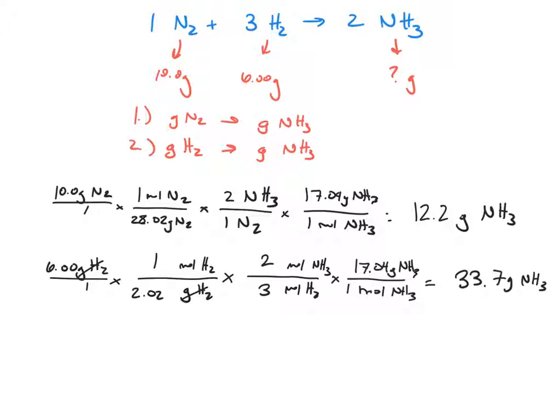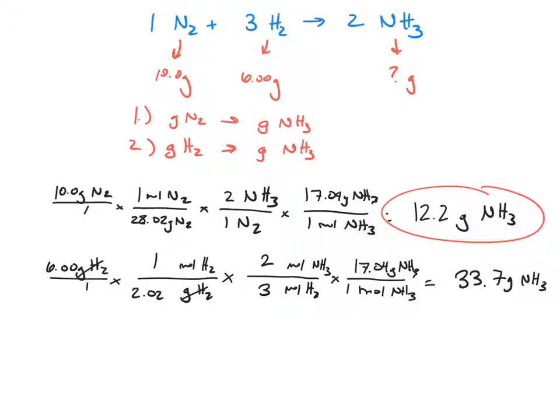Now at this point I have two answers, and one of them is the correct answer, and one of them is a false answer. The one that is smaller is the correct answer. And so I put a box around the one that is the smaller of the two numbers. And this is why. Think about this.